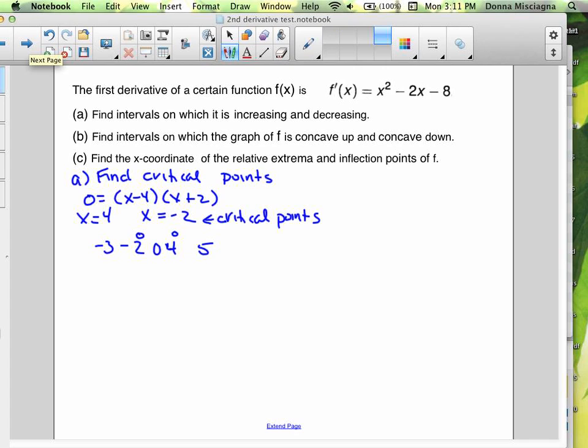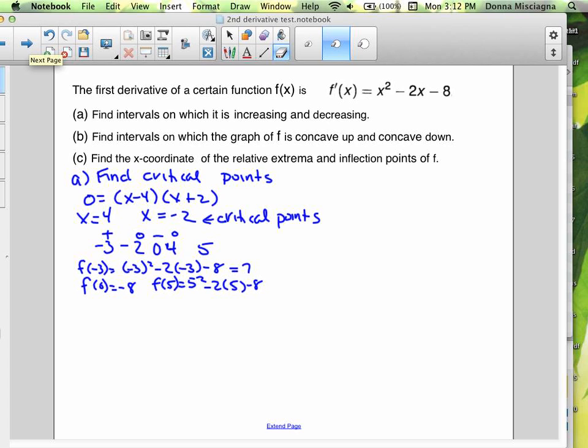All right, and we're plugging them into the first derivative. So f prime of negative 3 would be negative 3 squared minus 2 times negative 3 minus 8. That's going to be 9 plus 6, 15 minus 8, that's 7. That's positive. That's all we really care about. f prime of 0 is negative 8. That's negative. And f prime of 5 is 5 squared minus 2 times 5 minus 8. That's 25 minus 10, so that's 15 minus 8, that's 7. That's going to be positive.